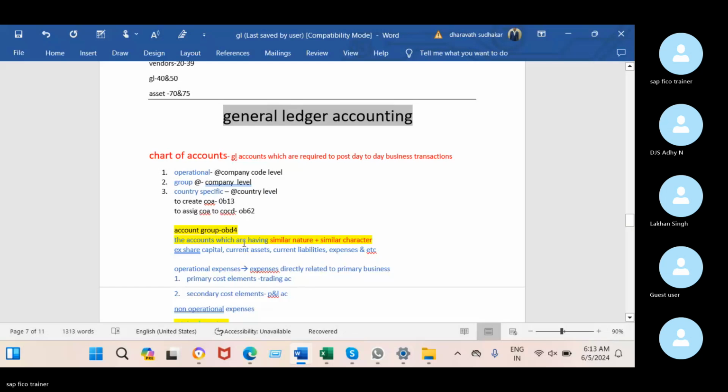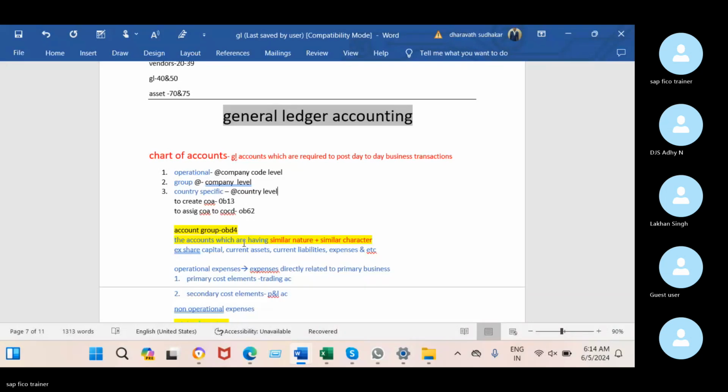Here, all trading account, P&L account, and balance sheet. So let us take an example. Under fixed assets, what we are having: land and building, plant and machinery, goodwill, patent, trademark. Under current assets: cash in hand, cash at bank, debtors. Under share capital, we are having equity share capital, preference share capital. Under long-term liabilities: secured loans, unsecured loans, debentures.